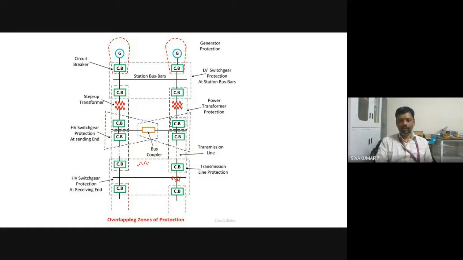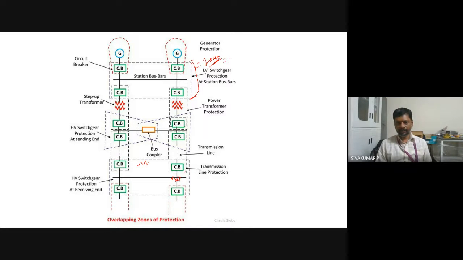So how the generator can be protected, and the bus bar will be protected, and the transmission line will be protected. Each protection consists of zones. What is meant by a zone? The protective area from one place to another place, the area covered by the protective device.